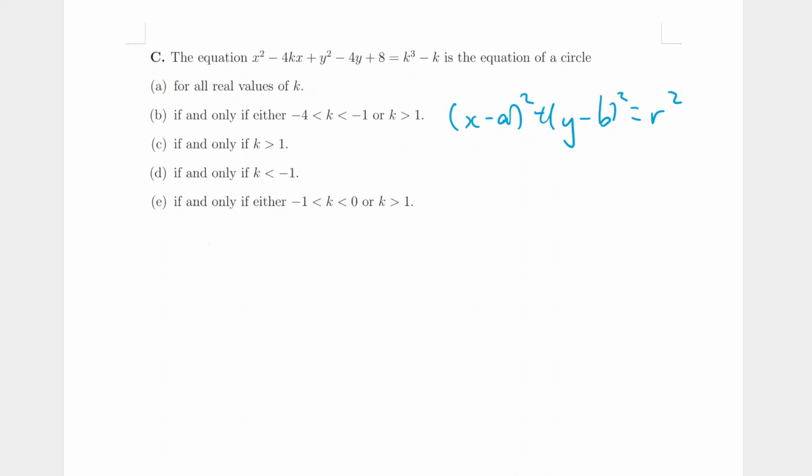Okay, so let's try to transform this equation into this form, so we could deal with it easily. And how do we do that normally? So we complete the square, classic trick in the book. So (x - 2k)^2 plus, okay, well let me do this the normal way, or how people normally do it. Can't rub this off for some reason, either way. So minus (2k)^2 plus (y - 2)^2 minus 2^2 plus 8 equals k^3 minus k.